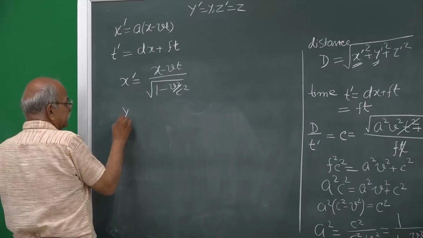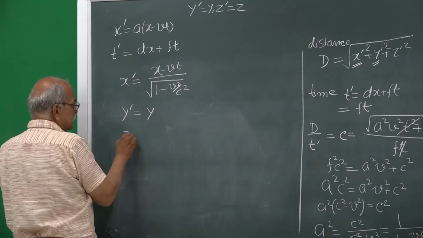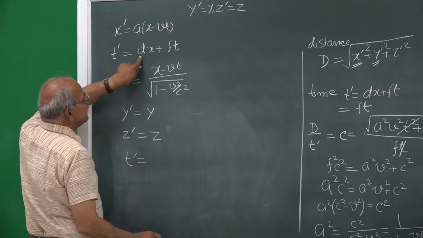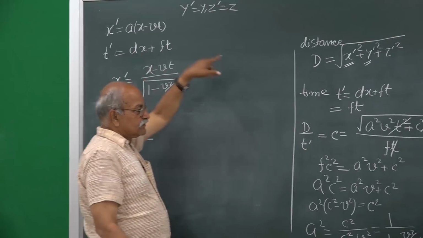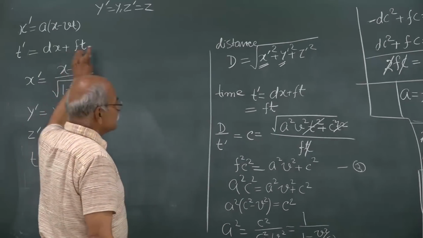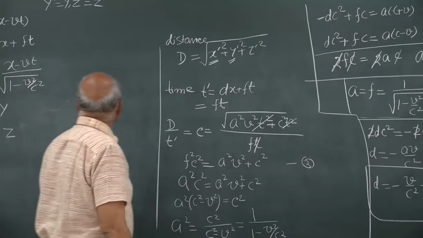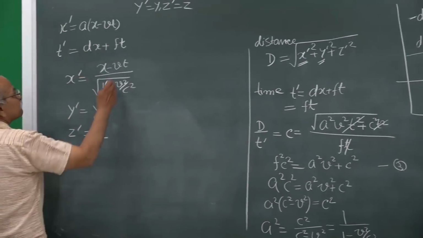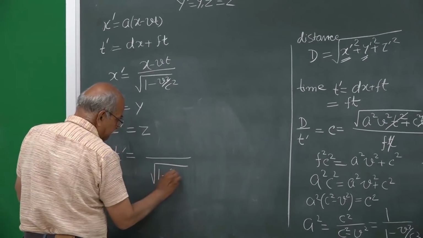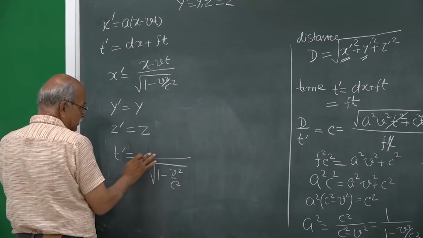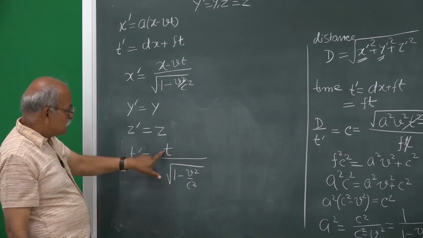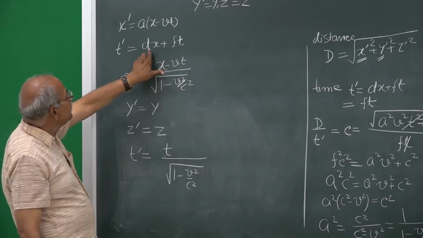Y prime is Y, and Z prime is Z, and T prime is D into X, and what is D? Here is D, D into X, plus F into T, and F and A are the same. So, F is 1 by square root of 1 minus V square by C square, and into T. This is F into T, and then plus D into X.